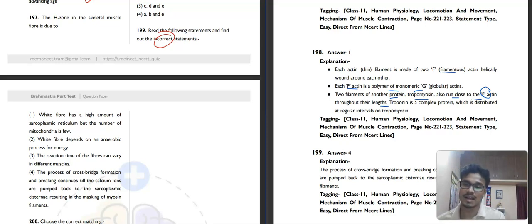White fiber has a high amount of sarcoplasmic reticulum, but the number of mitochondria is low. Correct. You know that white fiber depends on an anaerobic process of energy. Correct. The reaction time of the fibers can vary in different muscles. Correct. The process of cross bridge formation and breaking continues till calcium ions are pumped back to the sarcoplasmic cisternae, resulting in masking of myosin filament. No, masking of actin filament, right? So here fourth option is incorrect. So here fourth option will be your correct answer.